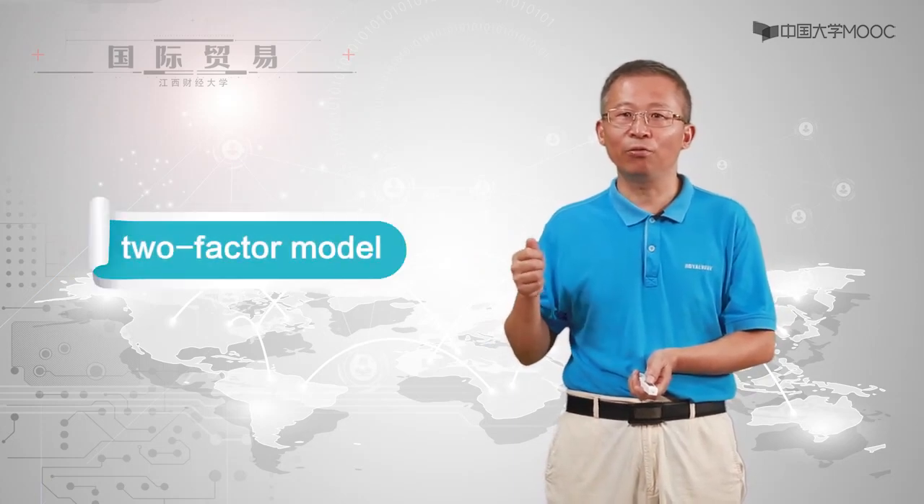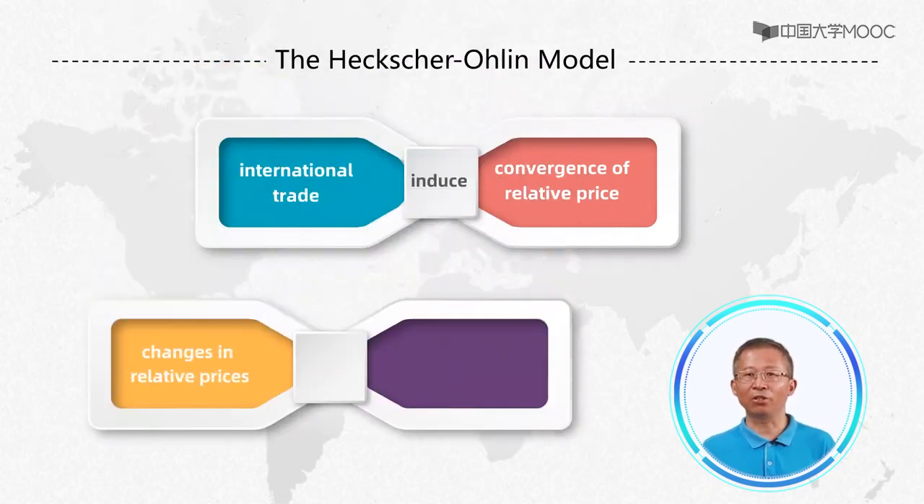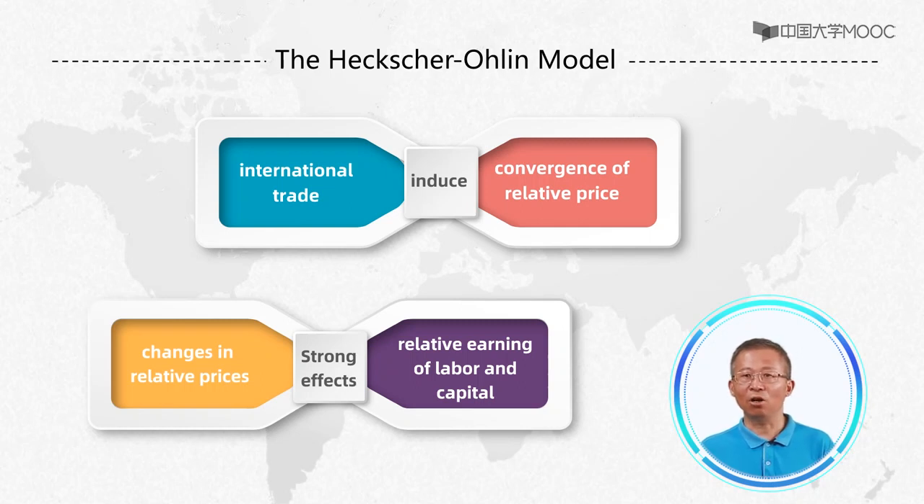How does trade affect the distribution of income in the two-factor model? We have known that international trade will induce a convergence of relative prices, and the changes in relative prices in turn have strong effects on the relative earnings of labor and capital.